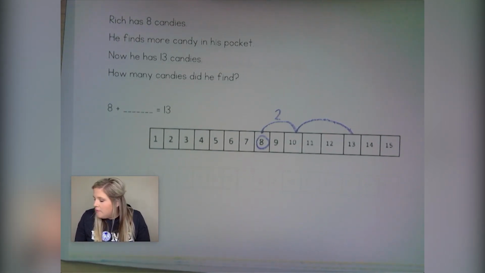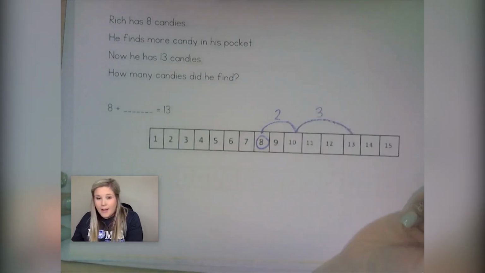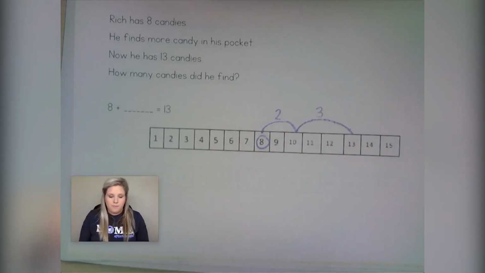What number should I write above my second big hop? Right, I am going to write the number 3 because I know that 13 is a team number and it is made up of a friendly number, 10, and some ones, 3. So I'm going to write the number 3 above that big hop.